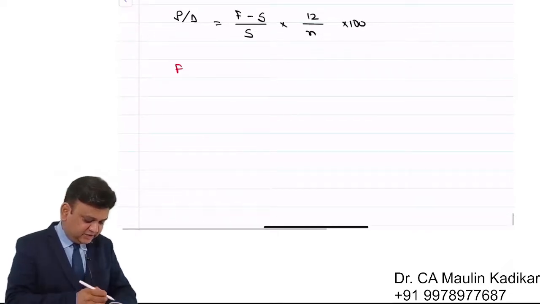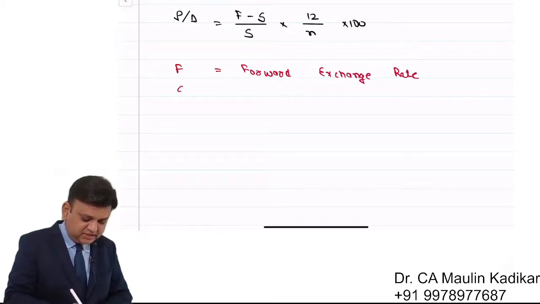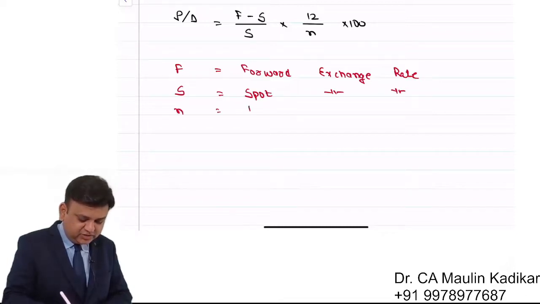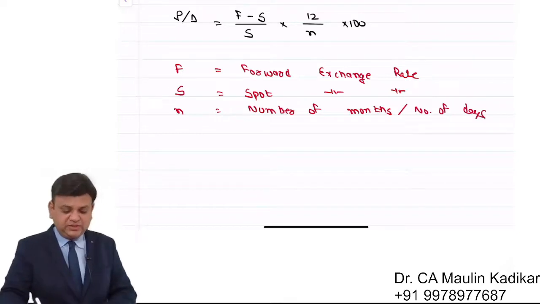So the term F stands for forward exchange rate, S stands for spot exchange rate, N stands for number of months slash number of days. उस केस में न्यूमरेटर 365 हो जाएगा.